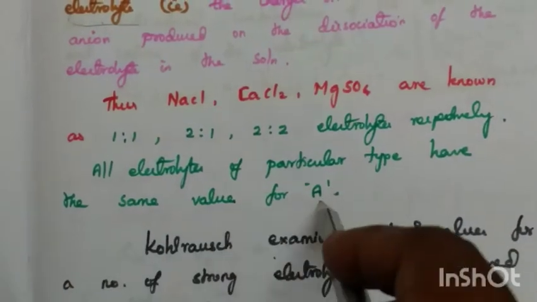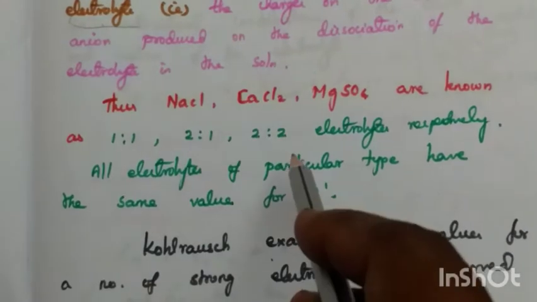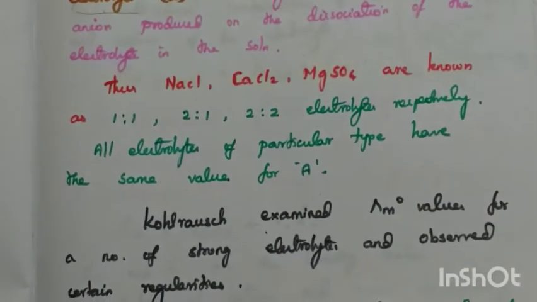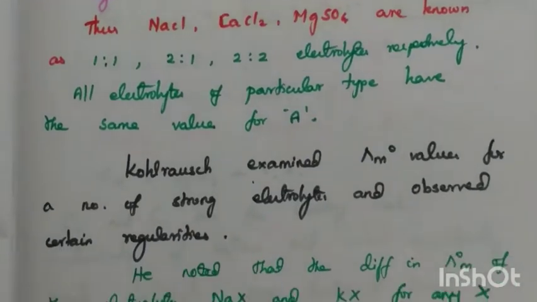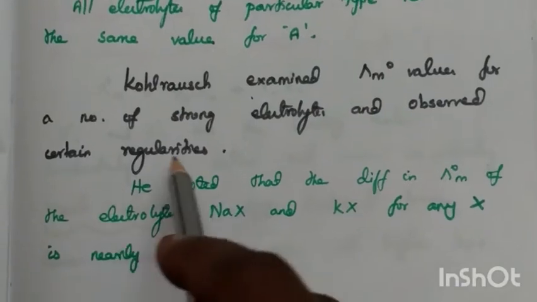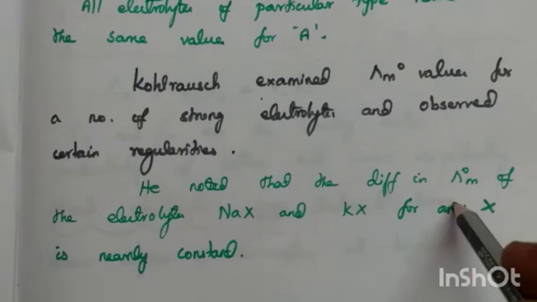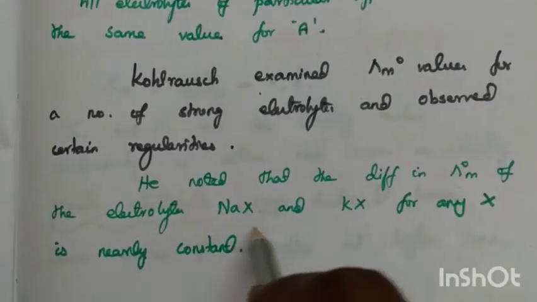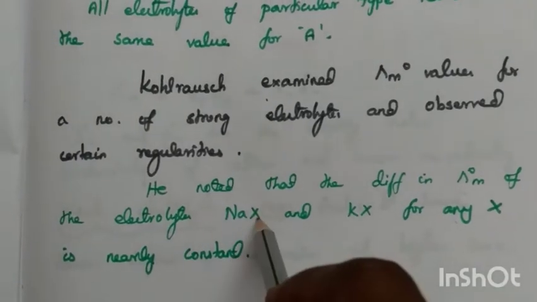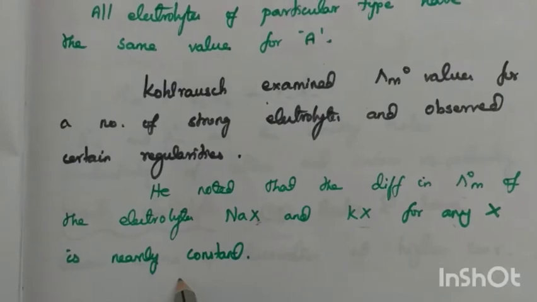All the electrolytes of a particular type have the same value of A. All these strong electrolytes are completely dissociated in solution, so they have the same value of A. So Kohlrausch examined the Λ naught M value for a number of strong electrolytes and observed certain regularities. He noted that the difference in Λ naught M of the electrolytes NaX and KX, that is NaCl and KCl, for any X is nearly constant. X may vary, Cl, Br, I, and the value is constant.